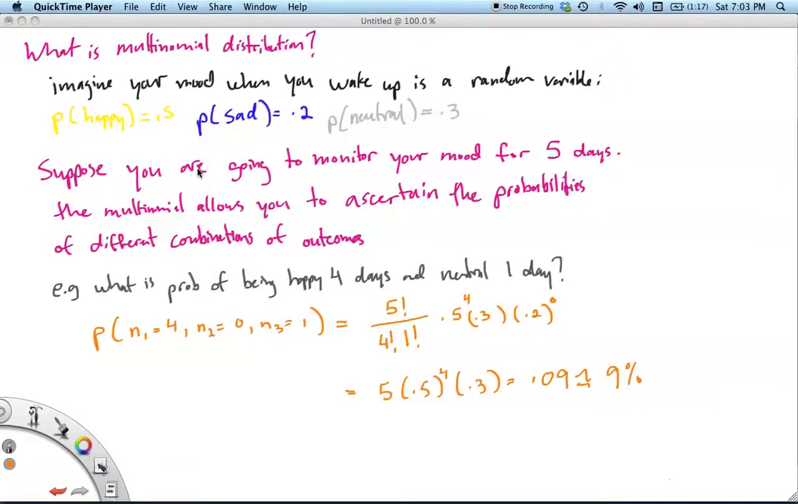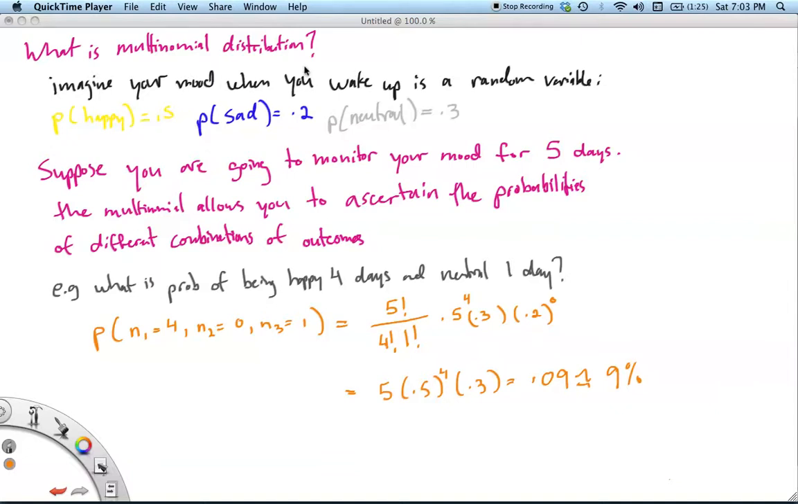Okay, in this video I'm going to talk about the multinomial distribution. I'm not going to go into any great detail about why the formula is what it is. I'm just going to show you what it is, how to use it, and how to use R to get a probability.